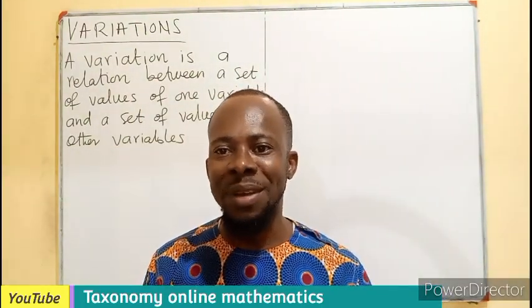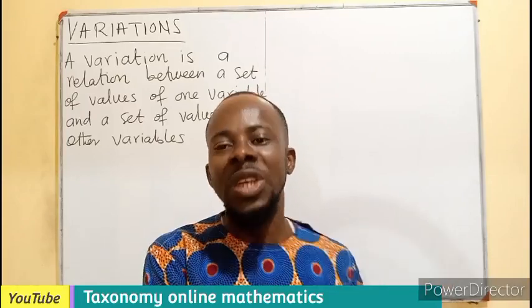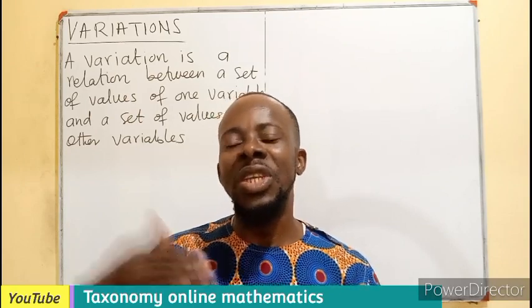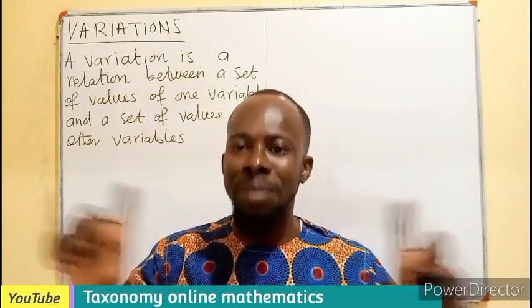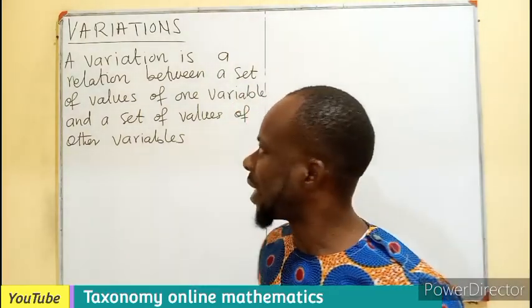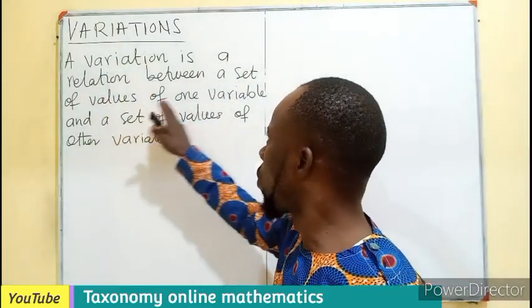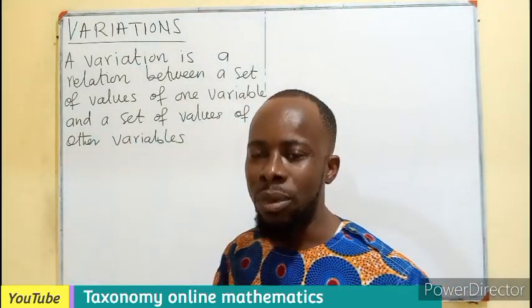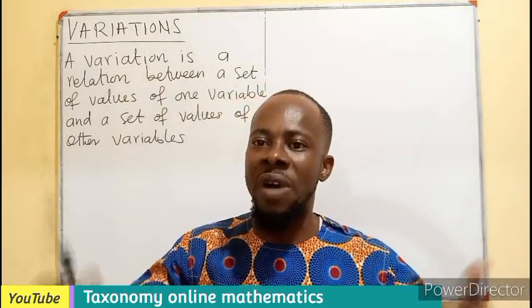As the word itself says, variation is just to vary data or to vary functions. So we can say a variation is just a measure of the change in values, or in variables, or in a function, as a mere definition. Or we can also say that a variation is a relation between a set of values of one variable and a set of values of another variable. So it is a relation between two functions or two variables.